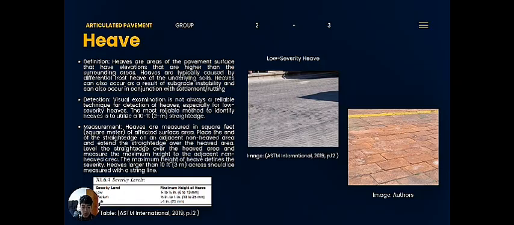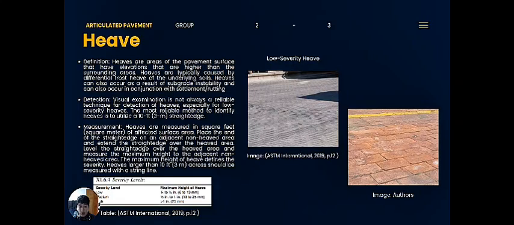The next one is heave. What is heave? The definition: heaves are areas of the pavement surface that have elevations that are higher than the surrounding areas. Heaves are typically caused by differential frost heave of the underlying soils. Heaves can also occur as a result of subgrade instability and can also occur in conjunction with settlements.